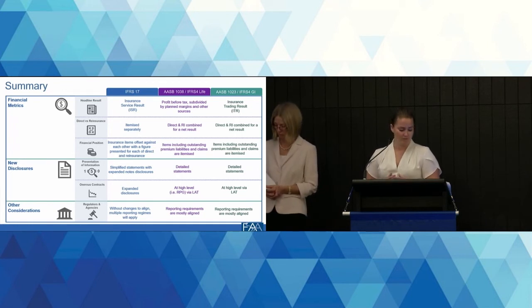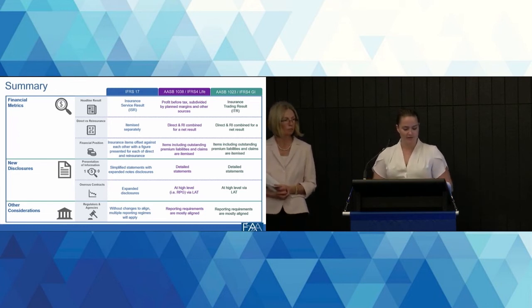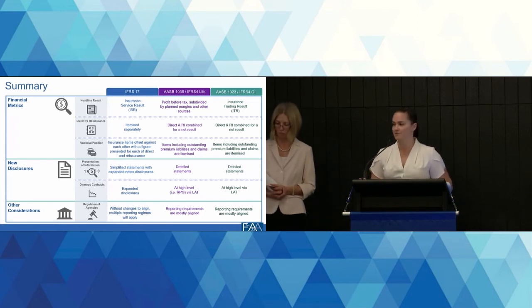But what we will see is that the P&L and the balance sheet will change quite a bit in terms of their presentation, the information available, and the way that different items are pulled out. So effectively, your headline result is going to become insurance service result, and that's across all industries. As distinct from your profit before tax in life and your insurance trading result in GI.